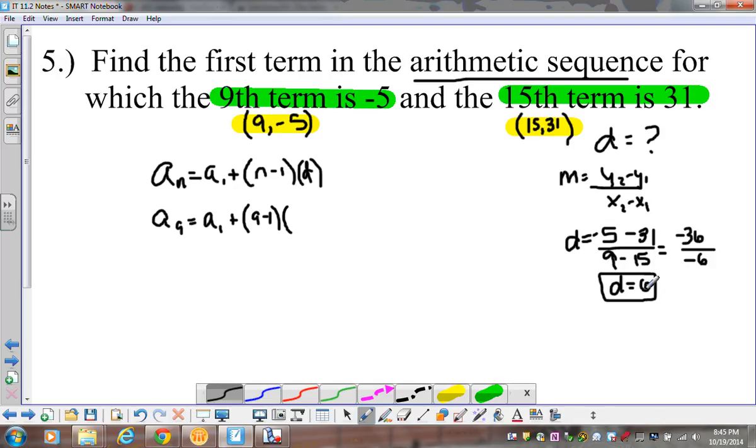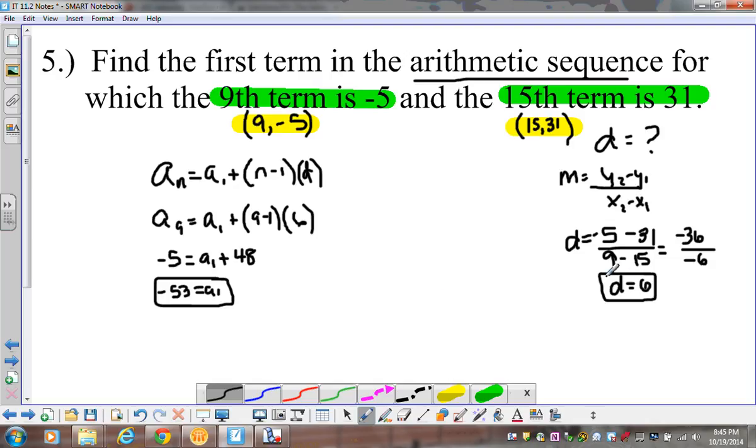And we found out that my common difference is over here, which is 6. All right, now it looks like I've got two variables in here, but I really don't. Remember, my ninth term I know is negative 5. So in place of a sub 9, I can substitute in negative 5 equals a sub 1 plus, all right, 9 minus 1 is 8. 8 times 6 is going to give me 48. All right, if we subtract the 48 over, we get negative 53. There we go. So my first term here is negative 53.